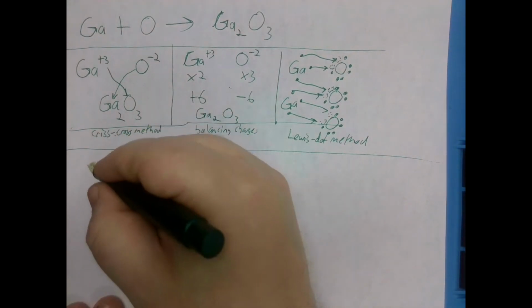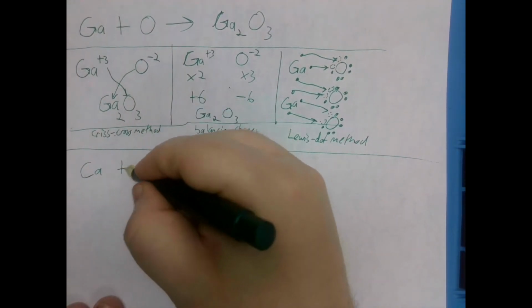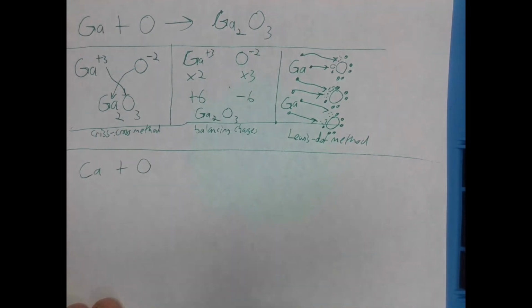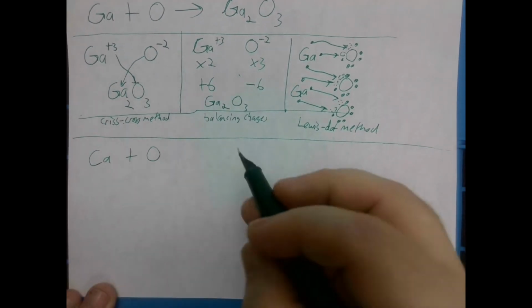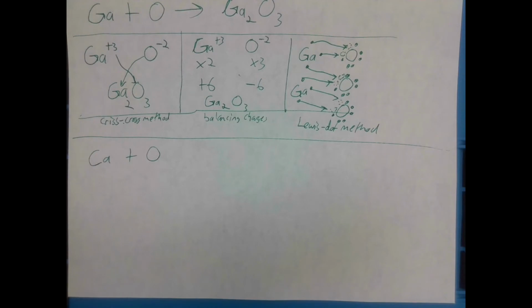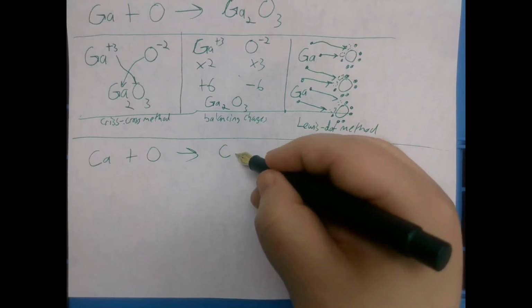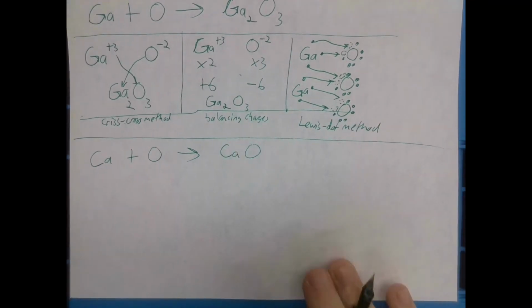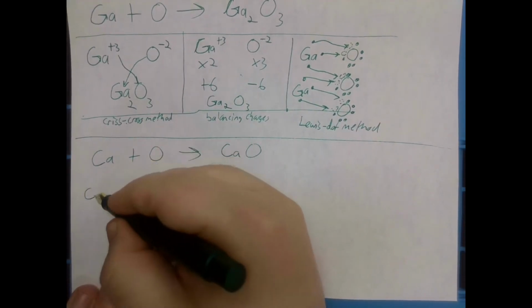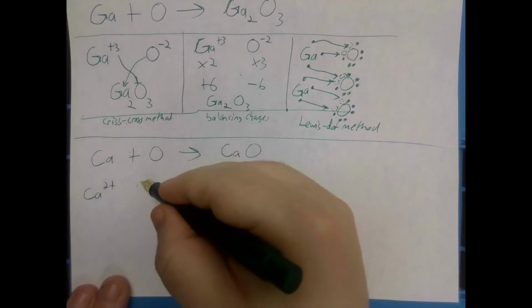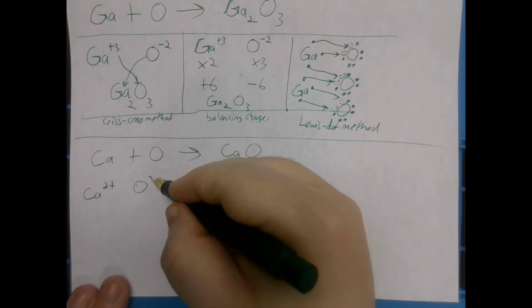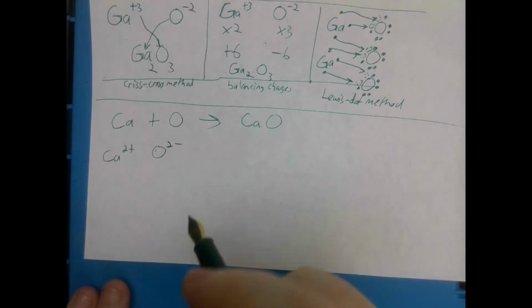So let's do calcium with oxygen. It will be +2 calcium and oxygen -2. So what would it make? It'd be Ca1 and O. We don't write ones. So if we do the crisscross method, Ca is 2 plus and O is 2 negative, or +2 and -2.